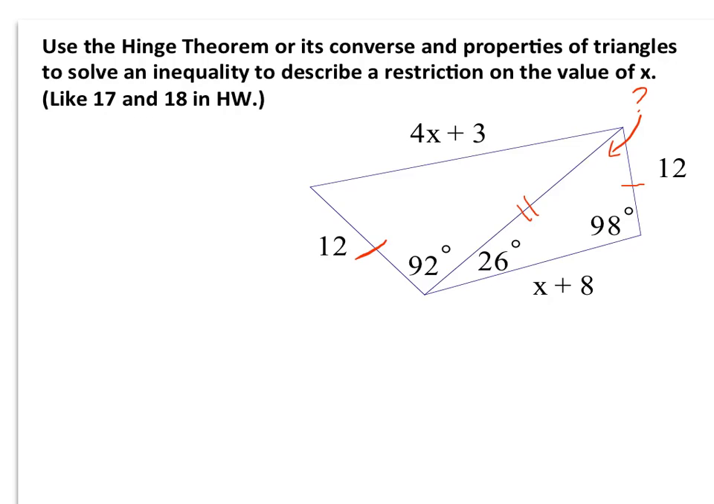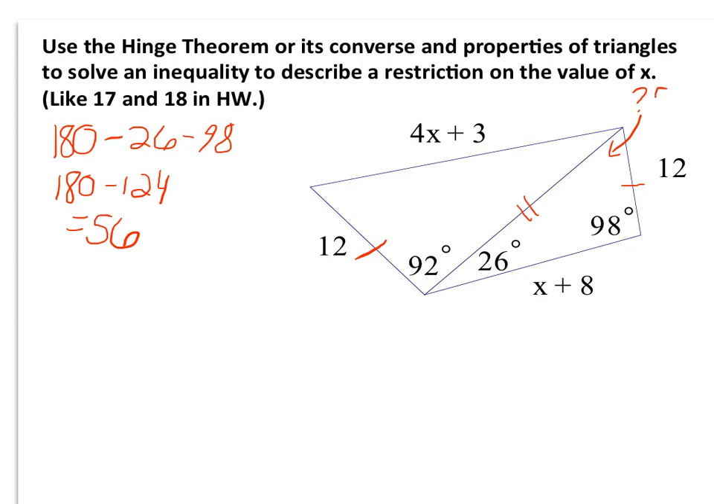What I notice is that we have 26 degrees and 98 degrees, the other two angle measures in the triangle. We know that all of the interior angles of a triangle add up to 180 degrees. So if we subtract off 26 degrees as well as 98 degrees, we should come up with the third angle measure. This is 180 minus 124, which is equal to 56 degrees. So now this third angle here is 56 degrees.